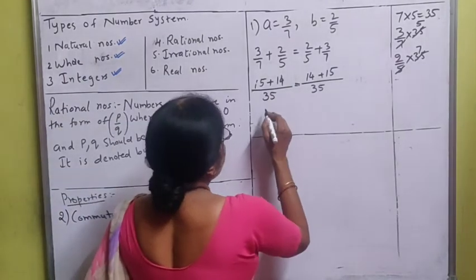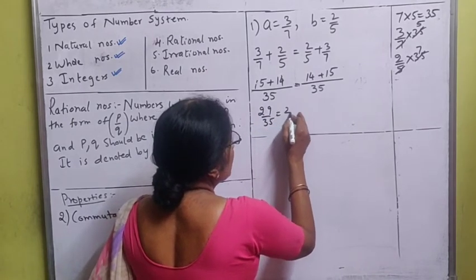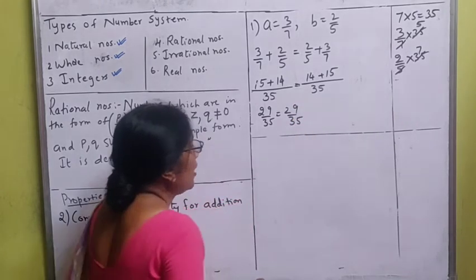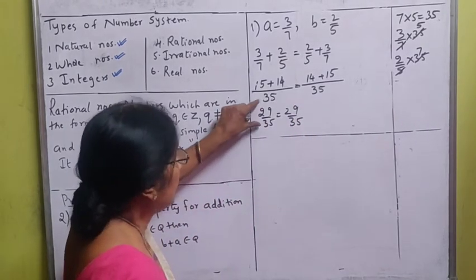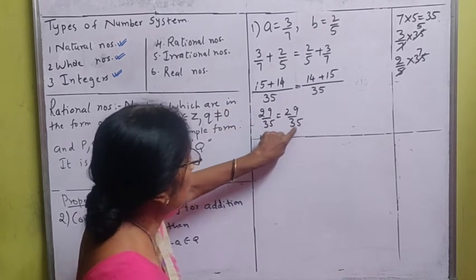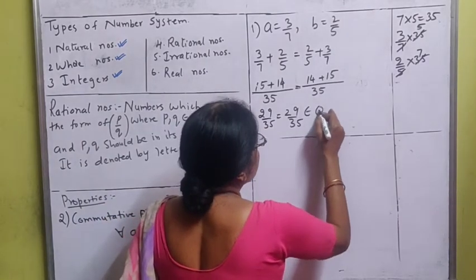So 15 plus 14 is how much? 29 by 35 is equal to 14 plus 15 also same, 29 by 35. Both are integers, yes. The denominators are not 0, yes. Both are in simple form, yes. Means it belongs to Q.